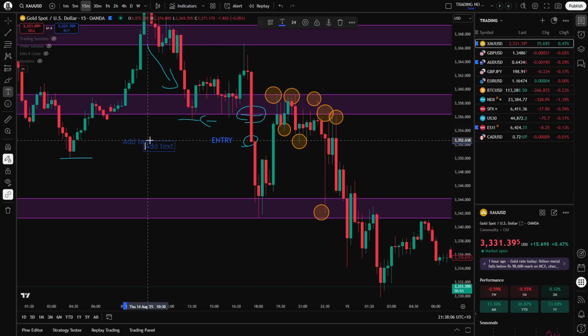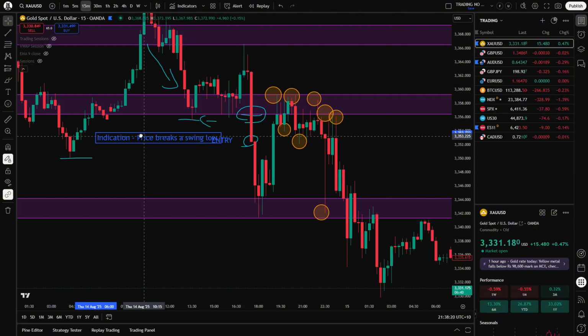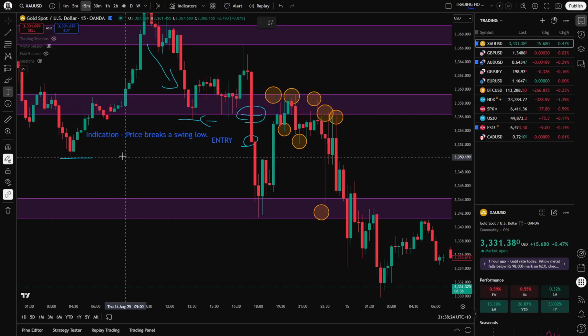If we're trading for a swing high, we look for the break. But in this instance, price breaks a swing low. Okay? So we have this. Price breaks a swing low, which is this low here. Breaks. Okay? Next.